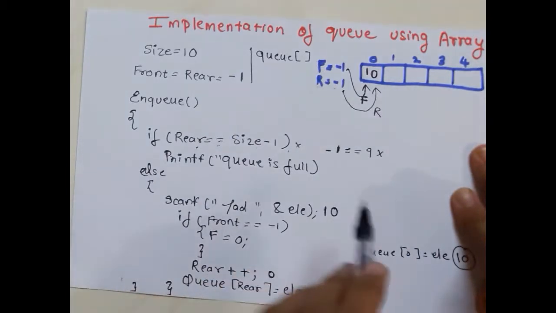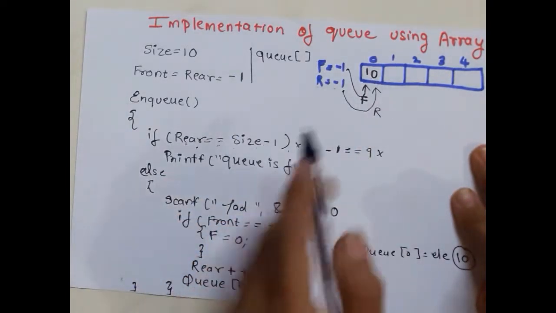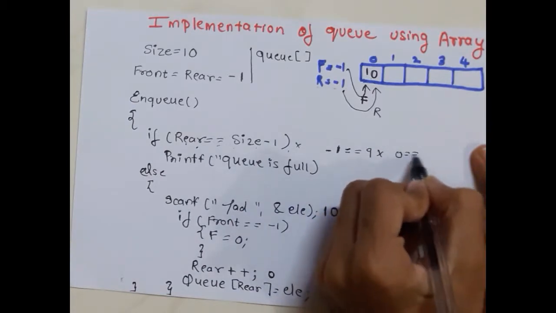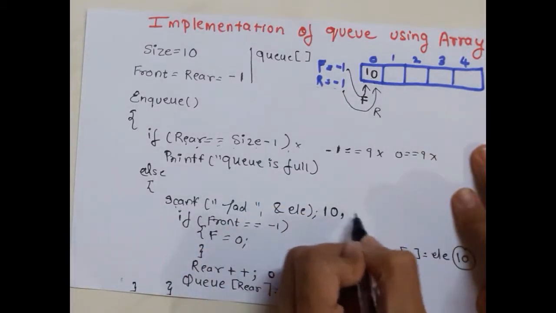Now the next iteration. Now the value of rear is 0, isn't it? Is 0 equal to 9? No. Condition not satisfied, so again we will enter the else part. Now we have to enter 20 into this queue, so we'll read 20.